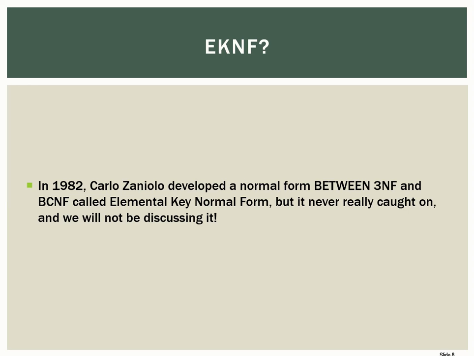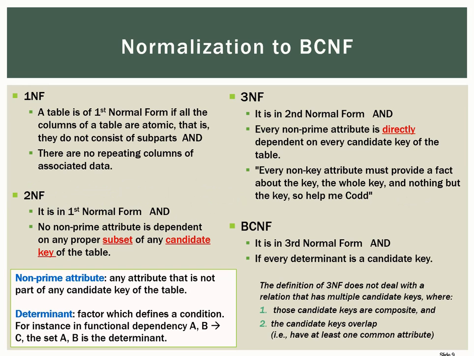Who needs another one? This is a very important slide that I like to keep handy. It's the way to go through first normal form, second normal form, third normal form, and Boyce Codd, and it has all of the definitions that you need in order to normalize to Boyce Codd. It also has a cool alternate definition of third normal form: every non-key attribute must provide a fact about the key, the whole key, and nothing but the key. So help me Codd. Well, at least I found that funny.